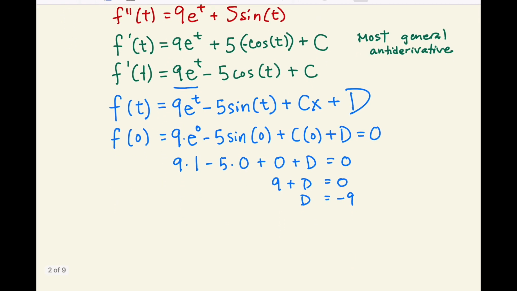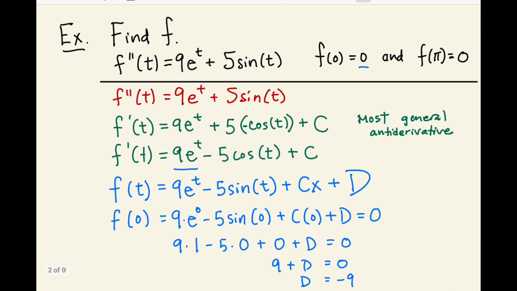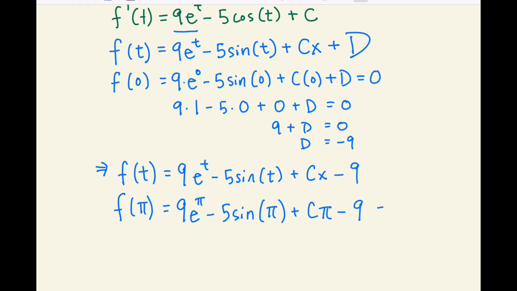So let me write that down now. This implies f of t so far is 9e to the t minus 5 sine of t plus cx minus 9. I still don't have c. So now I'm going to use this other condition, which tells me f of pi is equal to 0. So let's do that. And this is equal to 0.